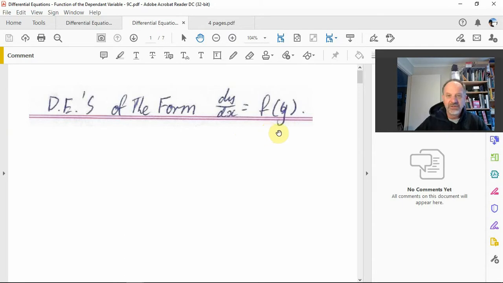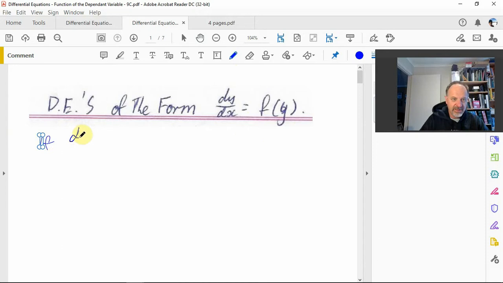So let me turn my pen on. If dy/dx is equal to a function of y, and we tried to anti-differentiate this with respect to x, the left-hand side would be no problem at all. However, the right-hand side is a problem because the function's in terms of y, not in terms of x. So the technique that we need to do is this.